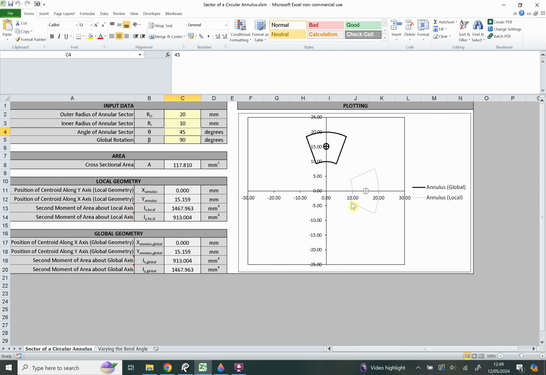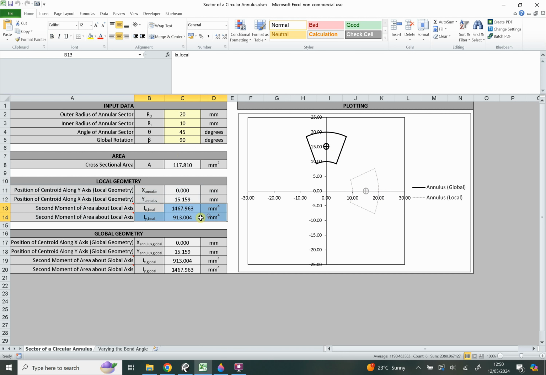The dashed part of this diagram is the special case, the simple case that we solved, where the thing is centered on the x axis. And then in black we have the rotated form of the situation. Down below, in terms of these numbers, we have the cross-sectional area of our annular sector. We have the local geometry, so the distances to the centroid for this grey system.